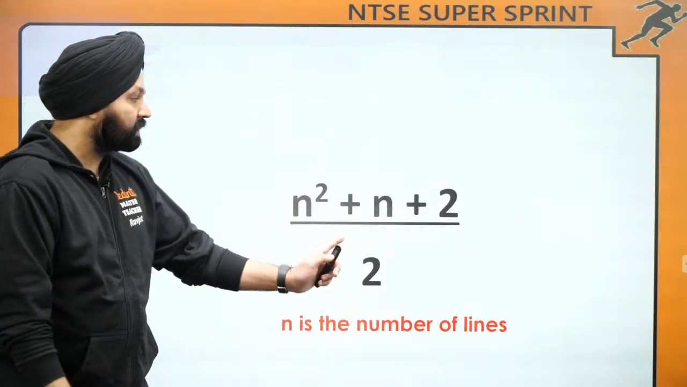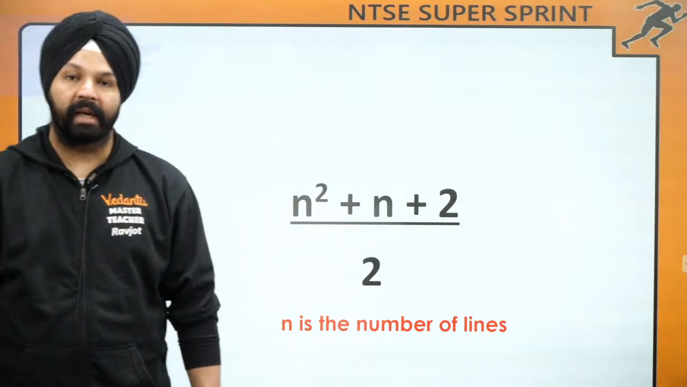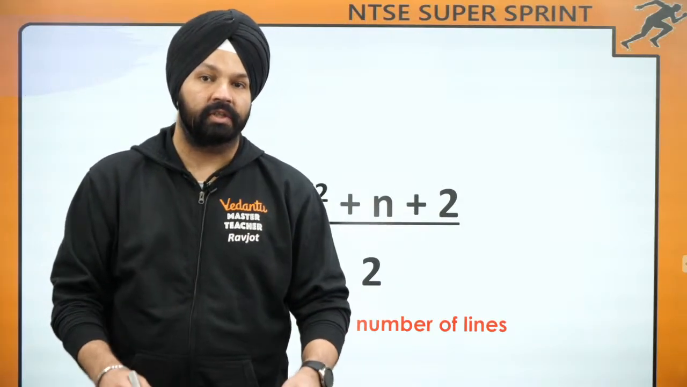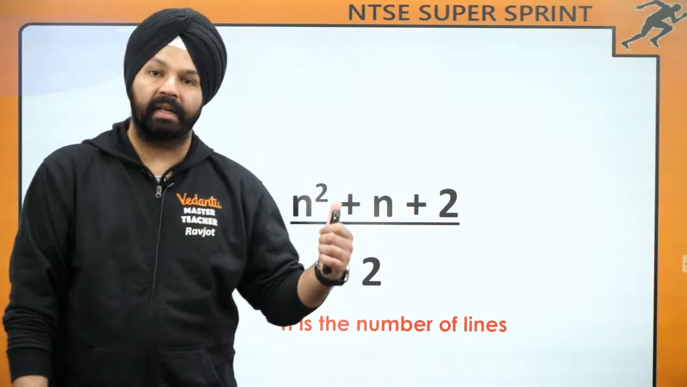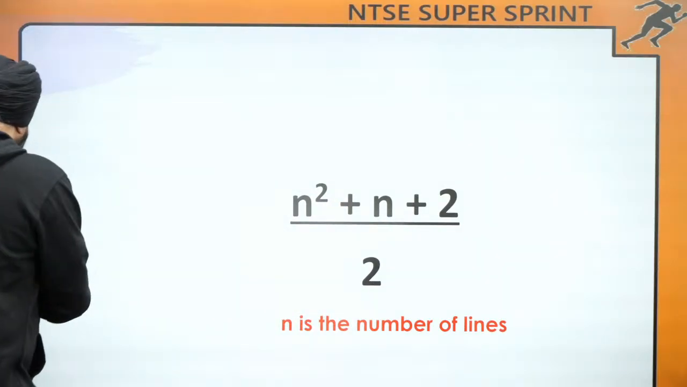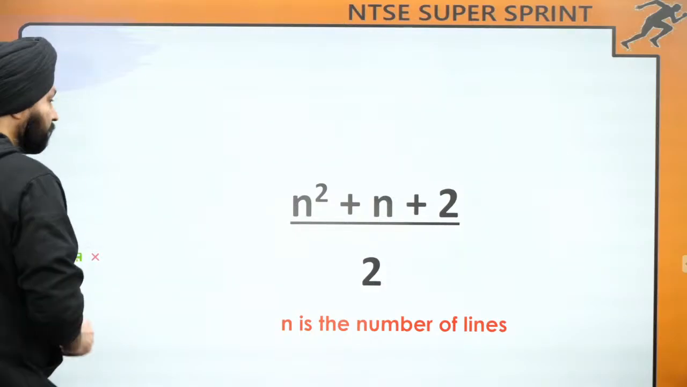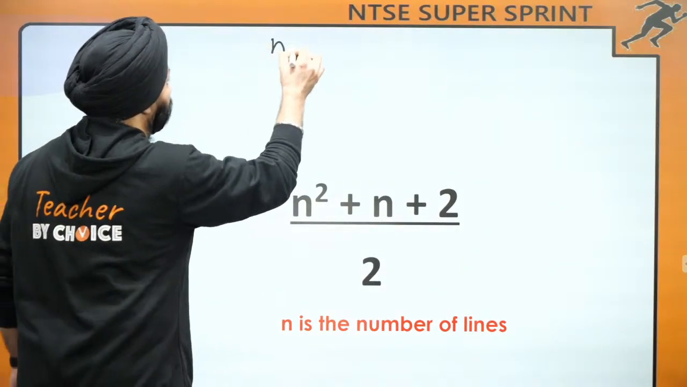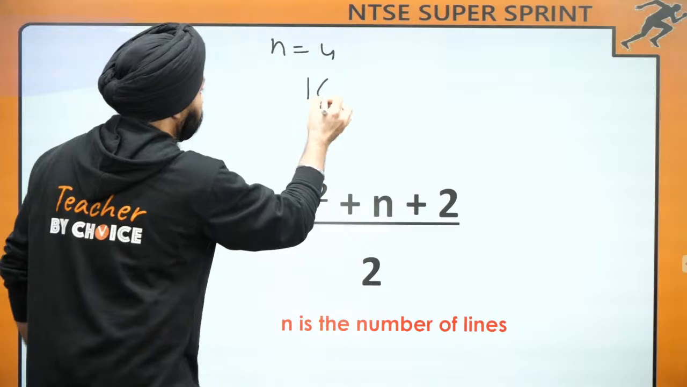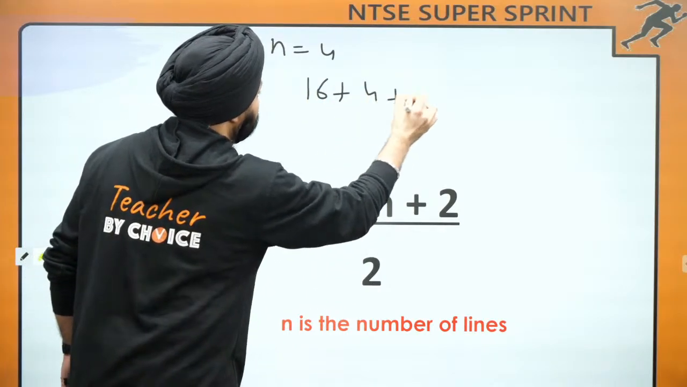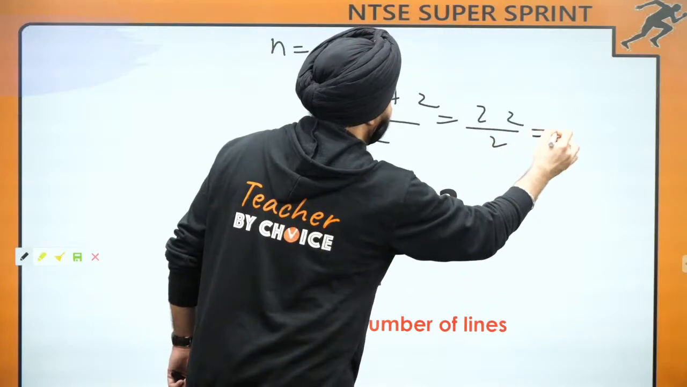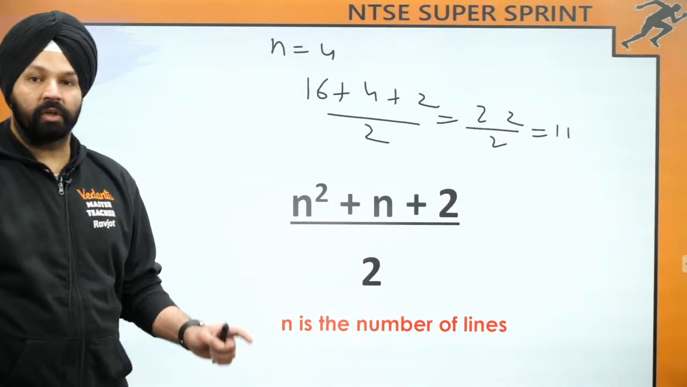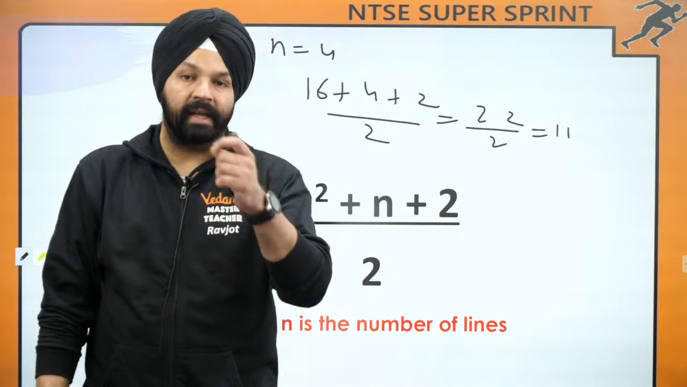The formula is (n square plus n plus 2) whole divided by 2, where n is the total number of intersecting lines. n in our NTSE question was 4. n हमारे question में 4 था. So if I substitute n as 4, it will be (16 plus 4 plus 2) divided by 2. So what is that? 22 by 2, that is 11. So you would be landing on to the same answer, but in just 10 seconds.